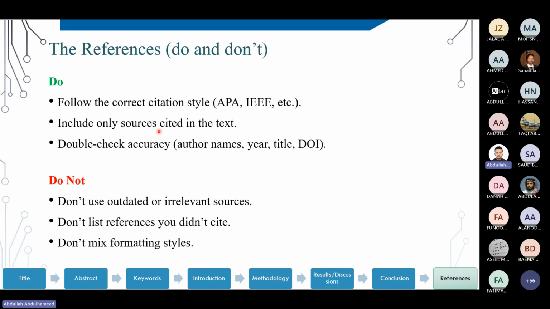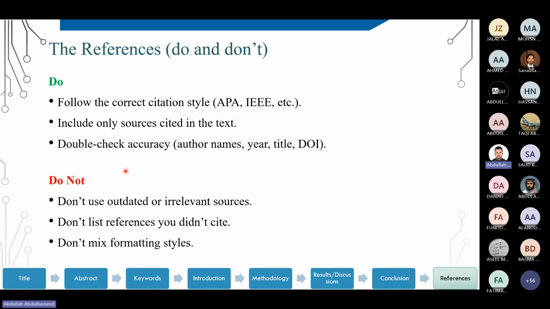Include only sources cited in the text. What does it mean? You know, sometimes you have a reference that you cite, and this is put in the reference list. Do not put anything in the references that you actually did not use in your paper. Only put the references that are used in your paper.